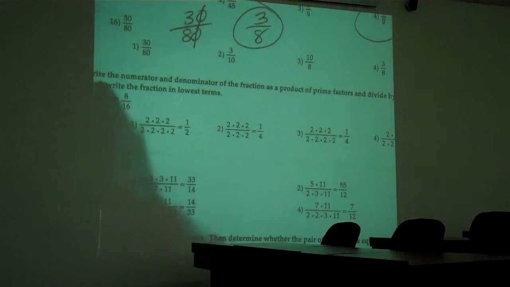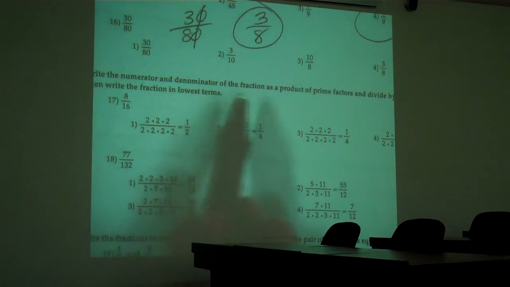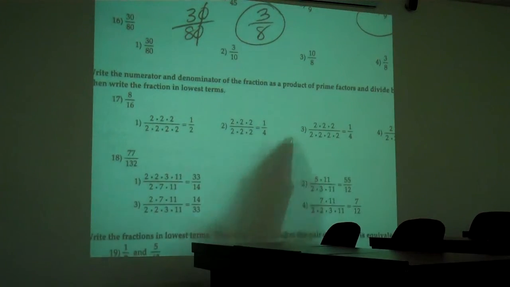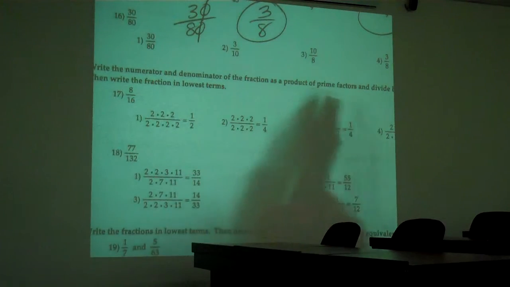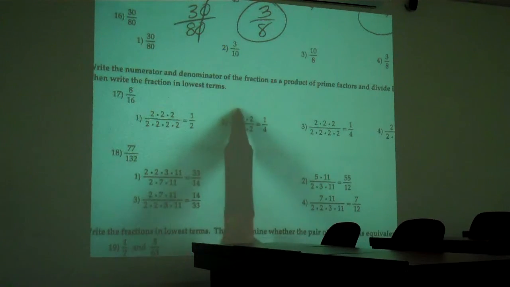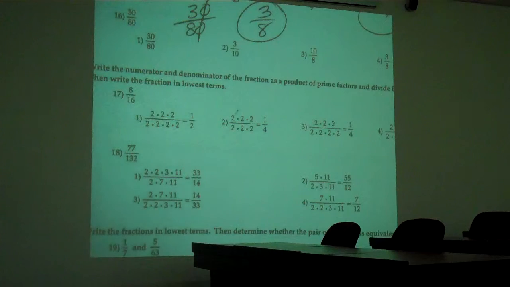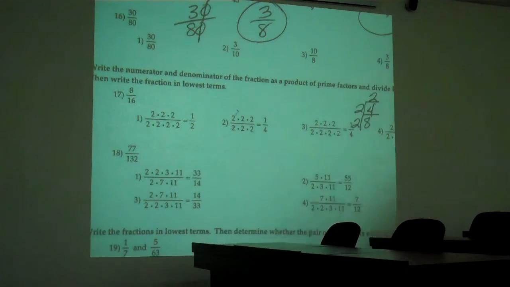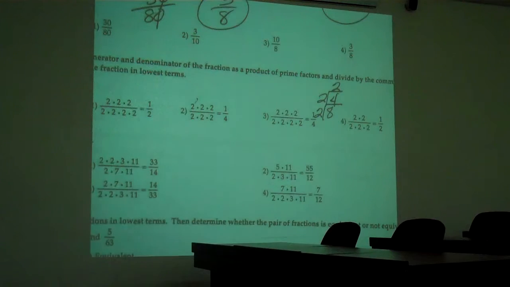Okay, it says here, write the numerator and denominator of the fraction as a product of prime factors, like this. How you write it, it's a product of primes. And divide by the common factors. So you would mark off the 2s on the top and the 2s on the bottom. First, we need to make these into primes. 8 divided by 2 is 4. Divided by 2 is 2, right? So 8 is 2 times 2 times 2.